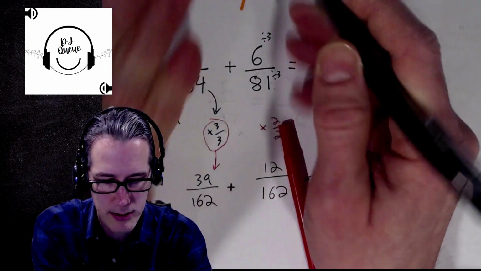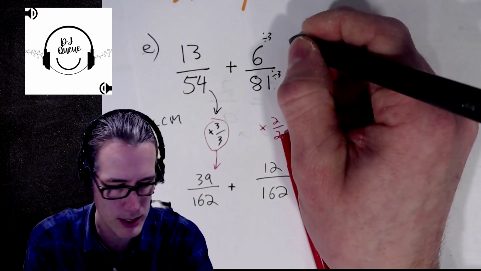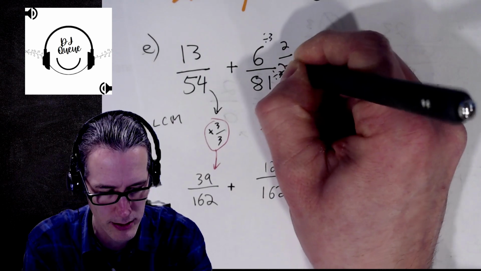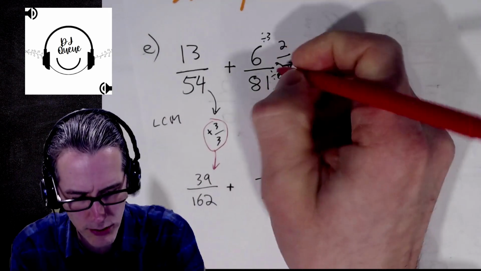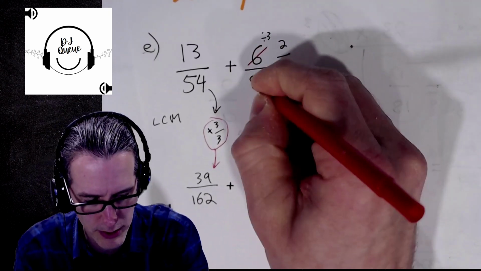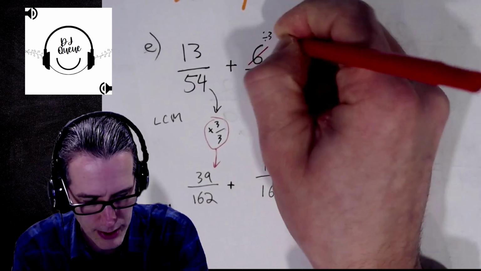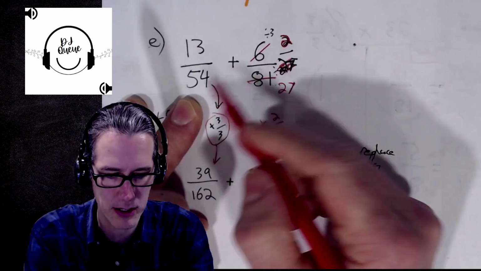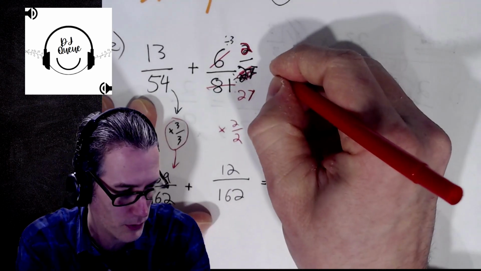Divide by 3, just this one fraction, 6 over 81. That will give me, I believe, 2 over 27. It's kind of messy on the page, sorry. One way to show this is just crossing it off. You cross off the old one, cross off that, and so I've got 27 on the bottom and 2 on the top. Then I can find a common multiple between 27 and 54, which in this case would be 54.